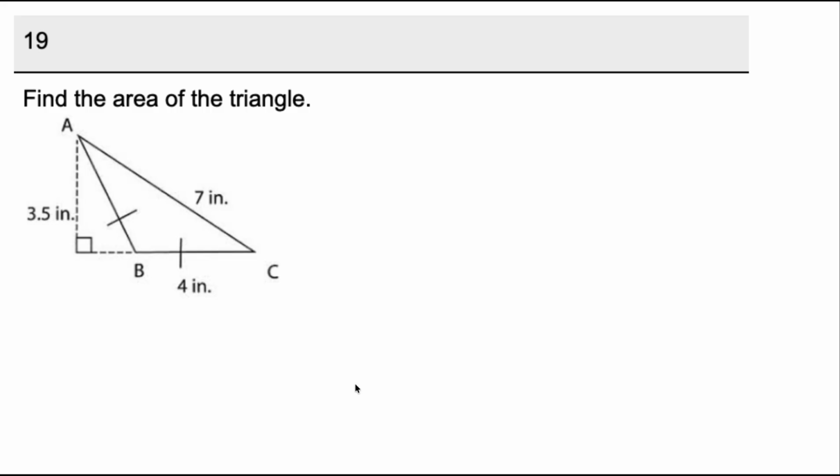What is the area of this triangle? Now this is an obtuse isosceles triangle. And we know that the area for a triangle is 1/2 base times height. So we have 1/2 times 4, the base, times the height, 3.5. This area is 7 centimeters squared.